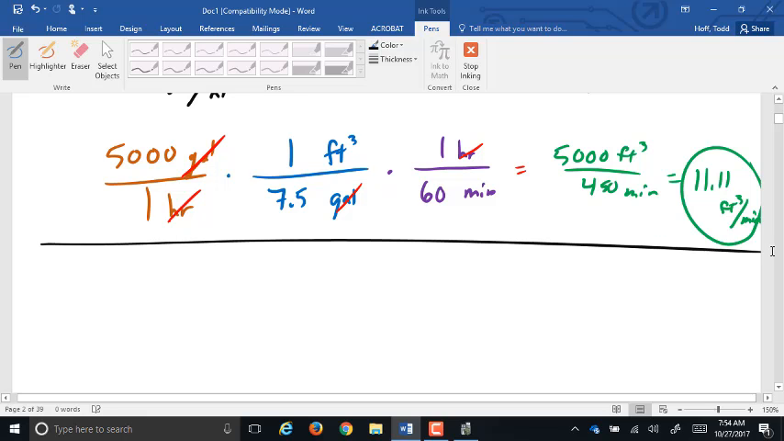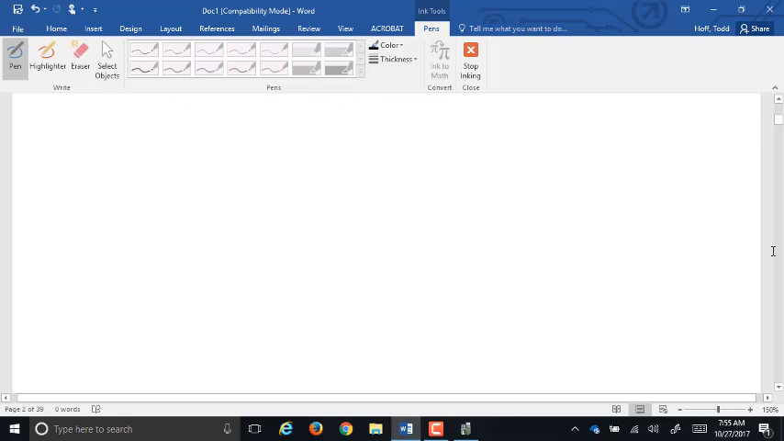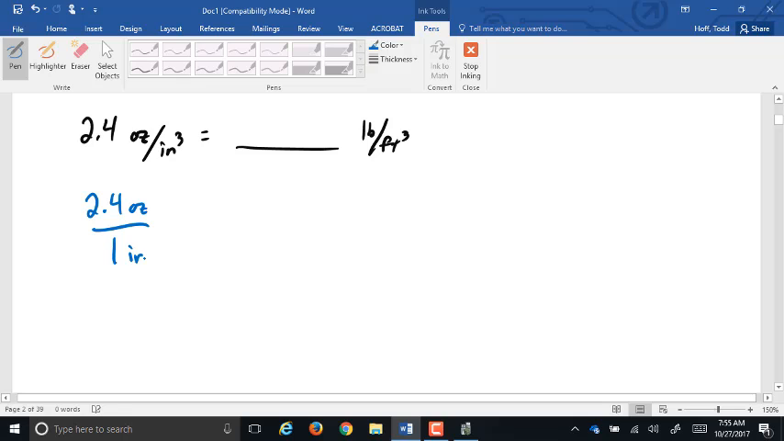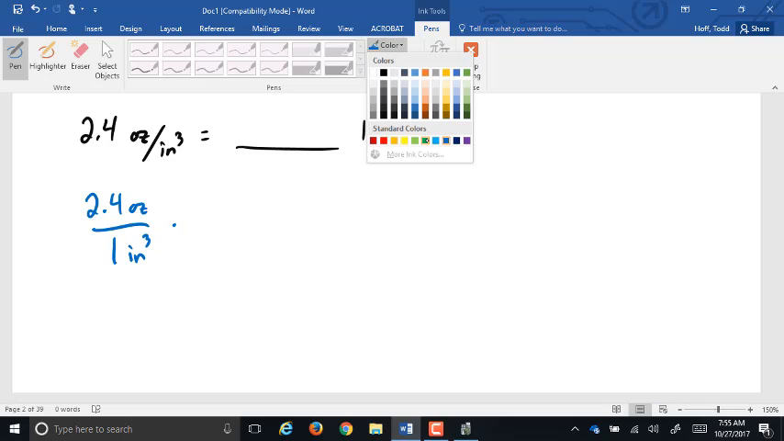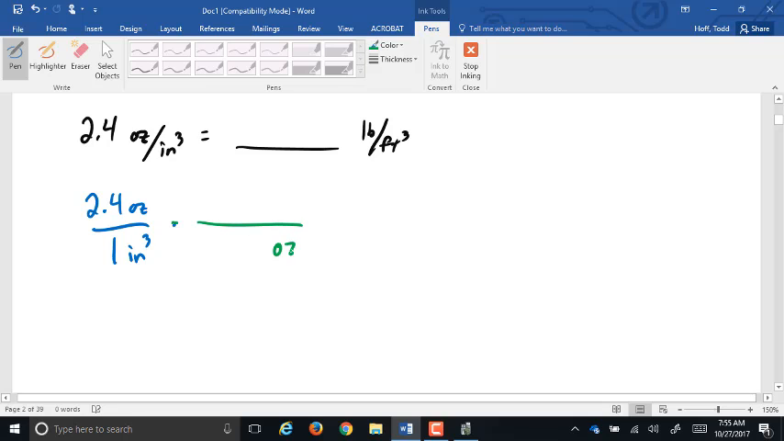Let's say we've got something that has a density of, I didn't do this one yet. Say we have a material that has a density of, let's be more realistic, 2.4 ounces per cubic inch. We want that in pounds per cubic foot. So 2.4 ounces over 1 cubic inch. We're getting rid of ounces. Going into pounds, 1 pound is 16 ounces. So that gets rid of the ounces.